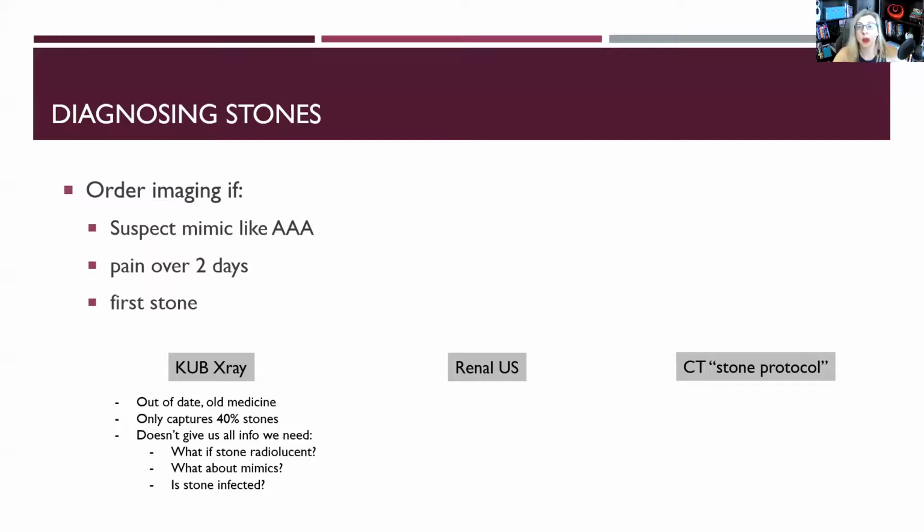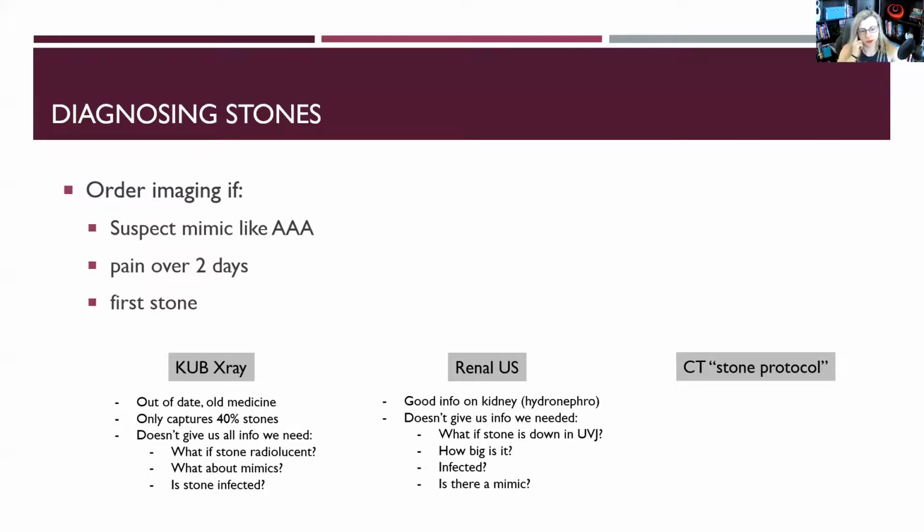So that leads us to a renal ultrasound. Renal ultrasounds are awesome about giving us good information on the kidney. So if you want to know whether there's hydronephrosis from that obstructed stone in the ureter, then you can get a renal ultrasound. The problem is, what are you going to do with that information? What if you can't see the stone in the ultrasound because it's too far down in that ureter? How big is the stone? Is it infected? Is there a dissection also?